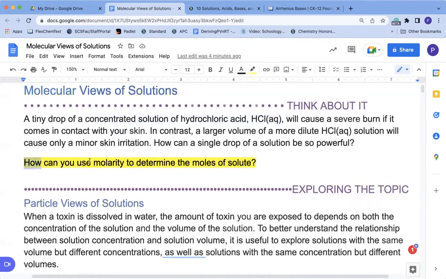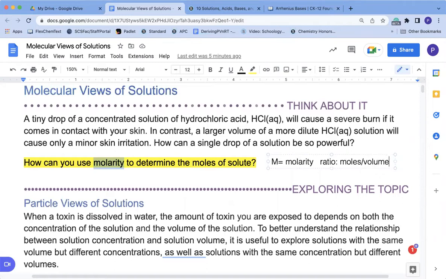So how can we use molarity? Now, this is a word that we're going to encounter frequently. We need to understand that capital M is used to indicate molarity. Molarity. But it is a ratio. It is moles divided by volume.